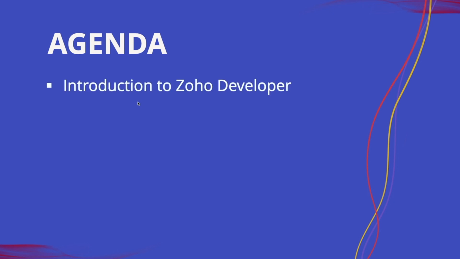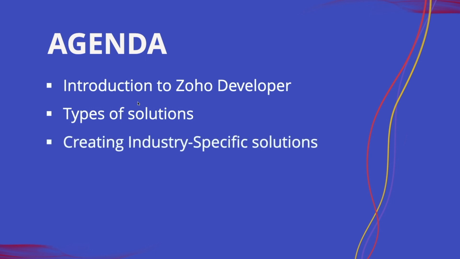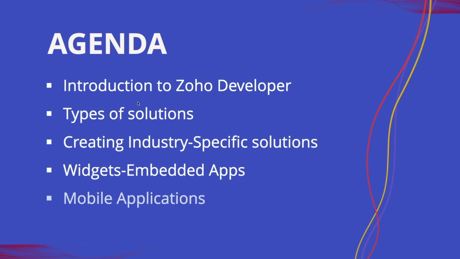In the agenda today, I'll be going through the introduction of Zoho developer platform and the types of solutions you can build, and about creating industry specific solution, the widgets, the embeddable apps, which is creating your own UI, and finally about the mobile apps. But towards the end of this widgets topic, I will also walk you through a demo from a sample use case in real estate, and also implementing widget from the scratch, a quick demo about creating custom UI and embedding it into your CRM, the industry solution.